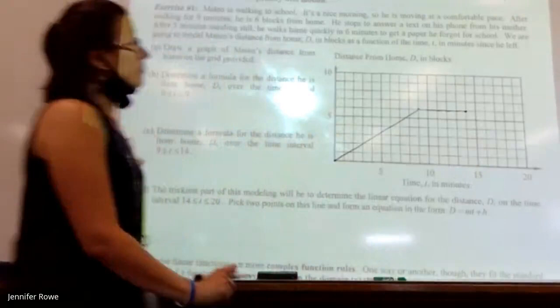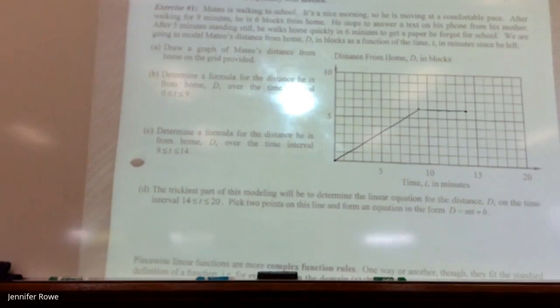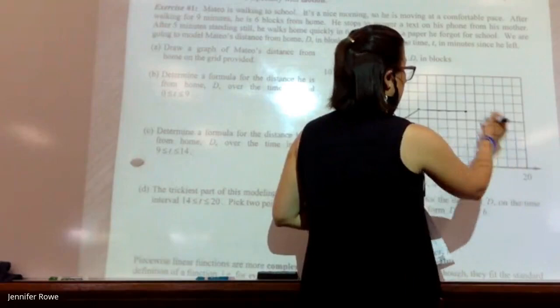After that, what does he do? He walks quickly home for how long? 6 minutes. So home is back at the bottom. So he goes down really fast. So 6 minutes is 1, 2, 3, 4, 5, 6. Done.